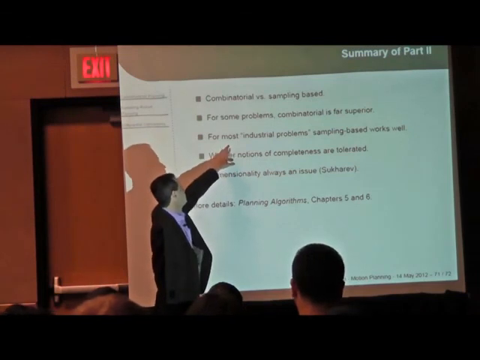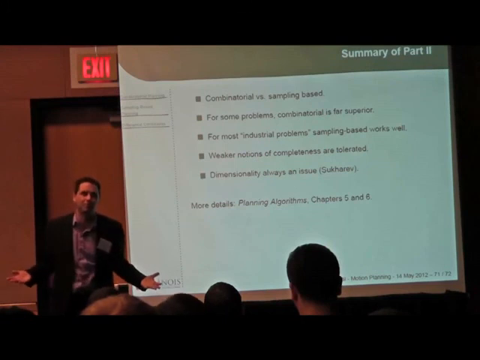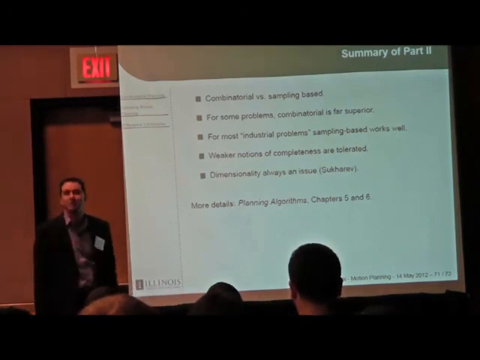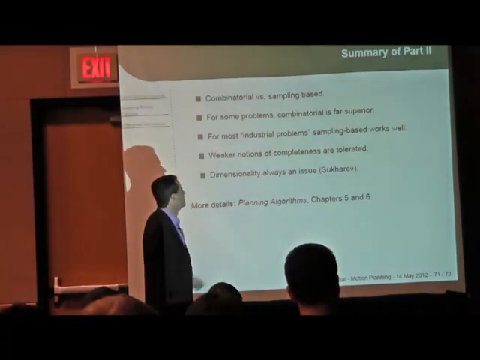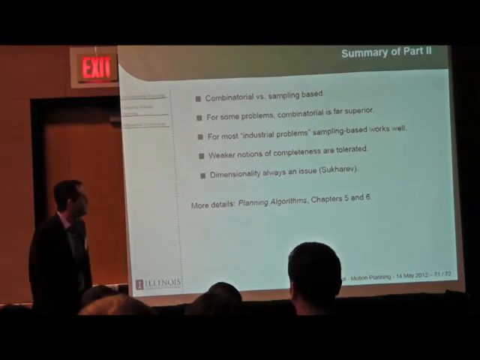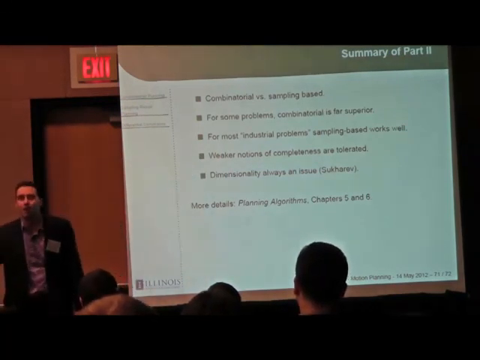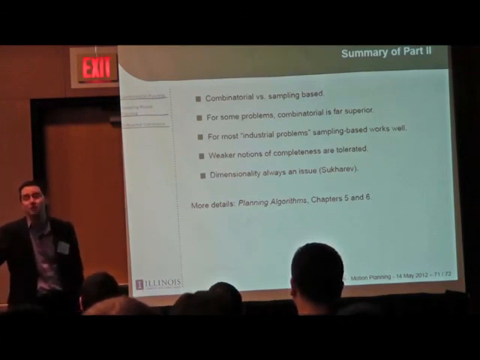I think that in robotics, if you've seen motion planning algorithms applied to anything, in robotics or outside of robotics, chances are it's sampling-based algorithms. Because of the way those work, we tolerate these weaker notions of completeness. And remember that we always confront dimensionality somewhere, but it's not really randomization that's helping, because of the Sukharev grid thing that I talked about.